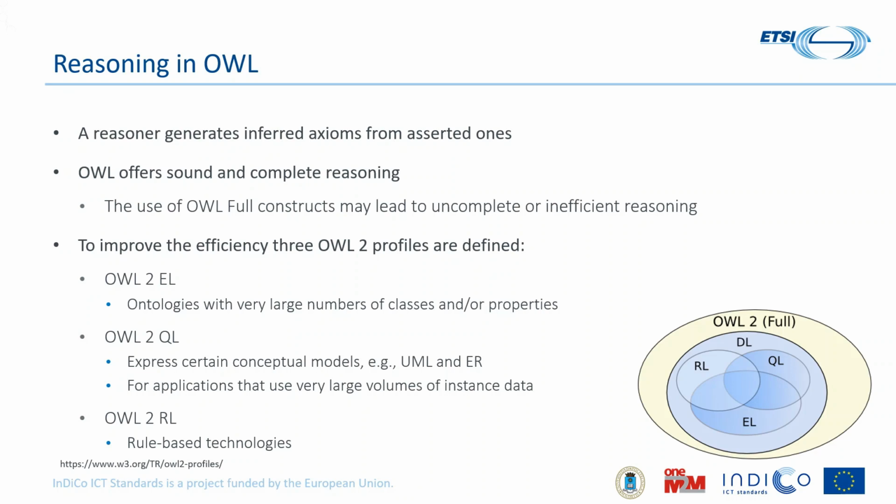So the first profile, OWL2 EL, can be used if you have ontologies with a very large number of classes and properties. The second profile, OWL2 QL, can be used if you have to express certain conceptual models, for example, UML and ER, or if you have applications that use very large volumes of instance data. And finally, the third profile is OWL2 RL, that can be used if you have rule-based technologies.